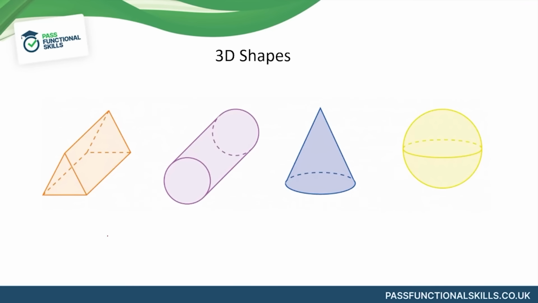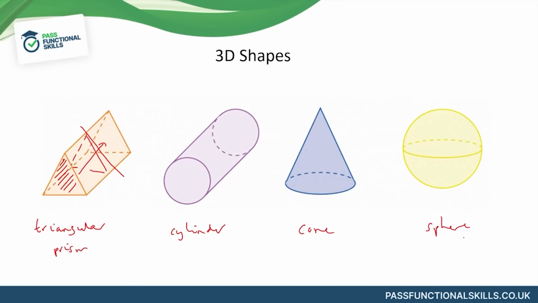Other 3D shapes you need to memorize. Here we have, this one here is called a triangular prism. What a triangular prism is, it's a triangle front, and it's basically a triangle all the way through. If I was to saw through the middle here, then I would still expose another triangular face. To the right of the triangular prism, this is a cylinder. To the right of the cylinder, we have a cone. And here, this ball shape, this is a sphere. So these are the 3D shapes whose names you need to memorize.